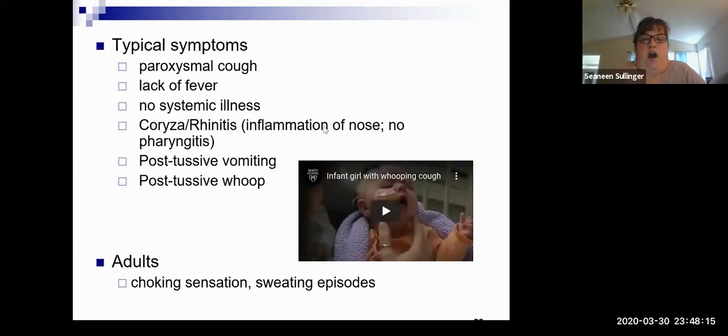The paroxysmal cough, that's that barking, the whooping cough. Not generally a fever. There's really no systemic illness. It's just more inflammation. And then they cough so hard that they potentially vomit, and they could aspirate that. And then they have that whoop kind of sound. Adults often will have a choking sensation because, again, you can't catch your breath, and often some sweating episodes.